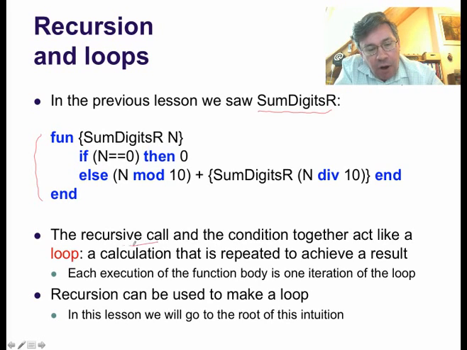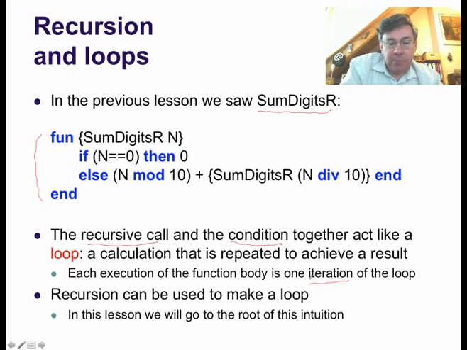So the recursive call and the if condition together act like a loop calculation that is repeated to achieve a result. Each execution of the function body is one iteration of the loop. So in fact, this shows we can use recursion to make a loop. This is one of the uses of recursion.